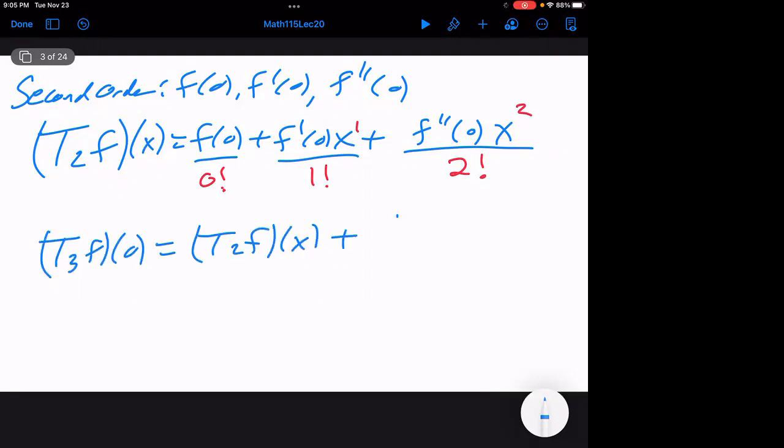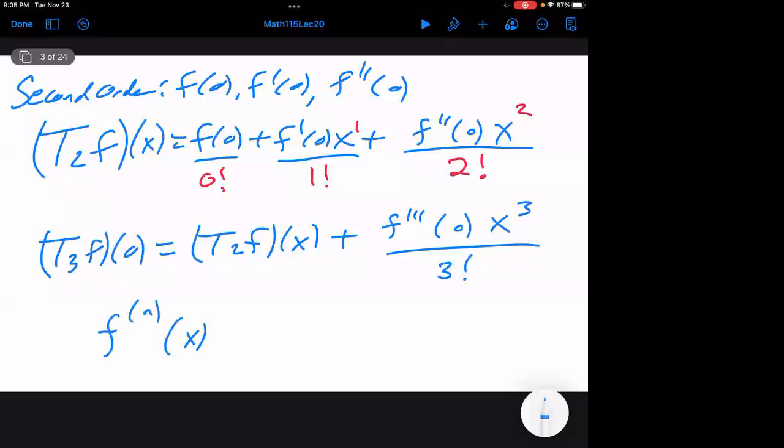Plus f prime triple prime of 0 x cubed over 6, or 3 factorial. In general, we write this to mean the nth derivative of f at x. And the reason is Roman numerals eventually get unwieldy, and primes do too, and it gets painful to keep writing more and more primes.